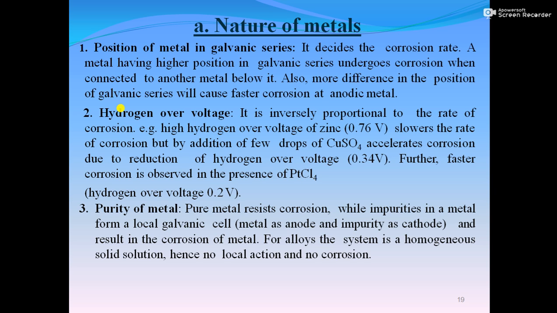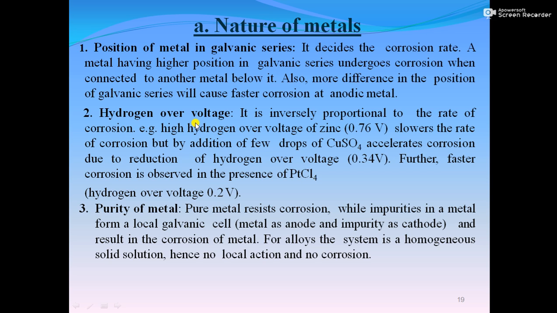So, the metal which is highly placed, which has the higher oxidation potential, or if we explain it in terms of reduction potential, then the lower reduction potential metal is going to work as the anode and the corrosion will take place. So, the nature of the metal is highly responsible for the rate of corrosion.